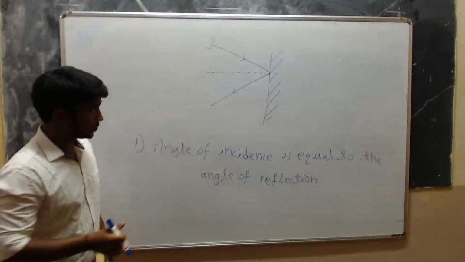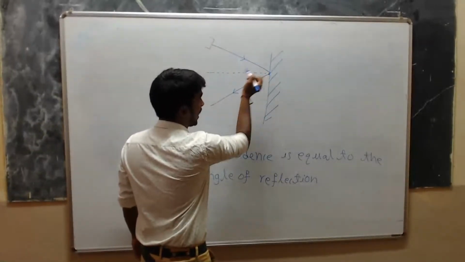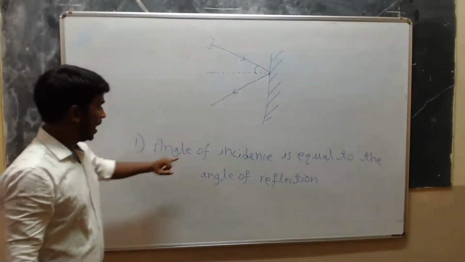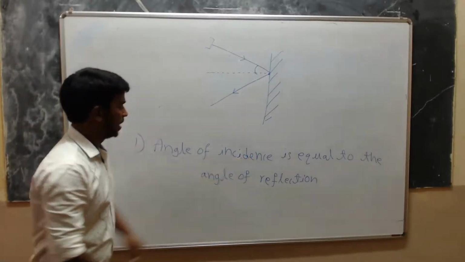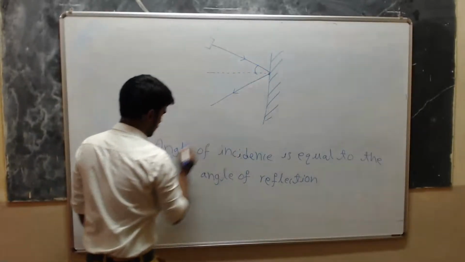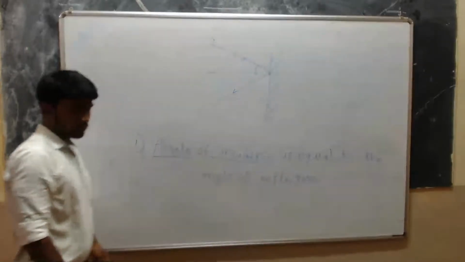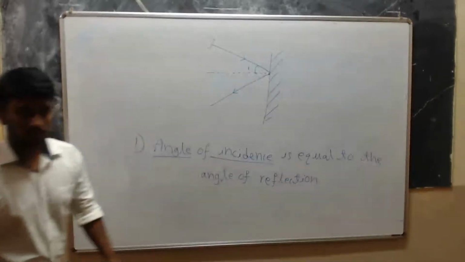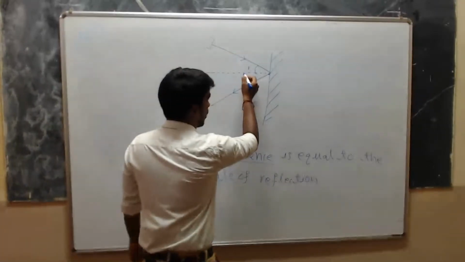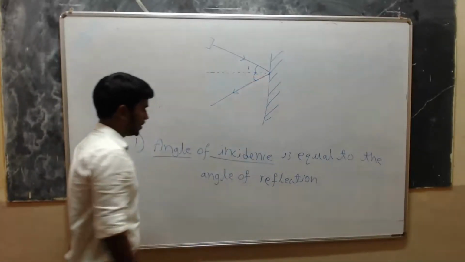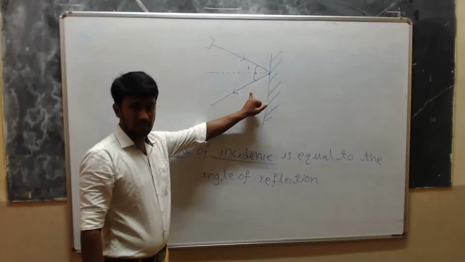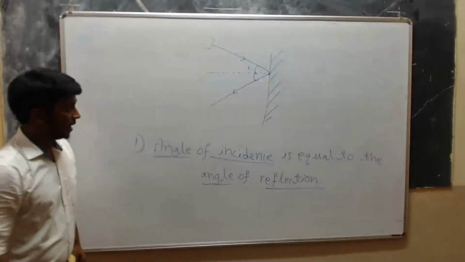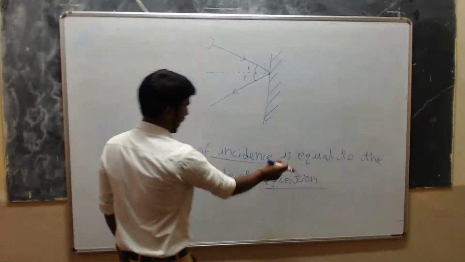Now observe here. The angle between the incident ray and the normal is called the angle of incidence, and we use small i to represent it. Next, the angle between the normal and the reflected ray is known as the angle of reflection, and we use small r to represent it.